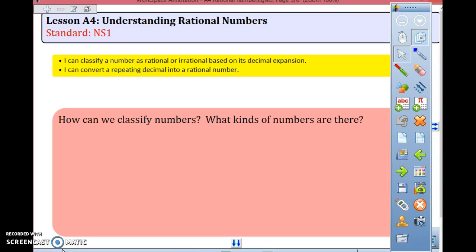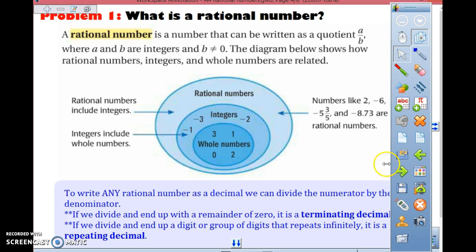This is a quick review of rational and irrational numbers. How can we classify numbers? Well, a number can either be rational or irrational. A rational number is a number that can be written as a fraction, for example, a over b.